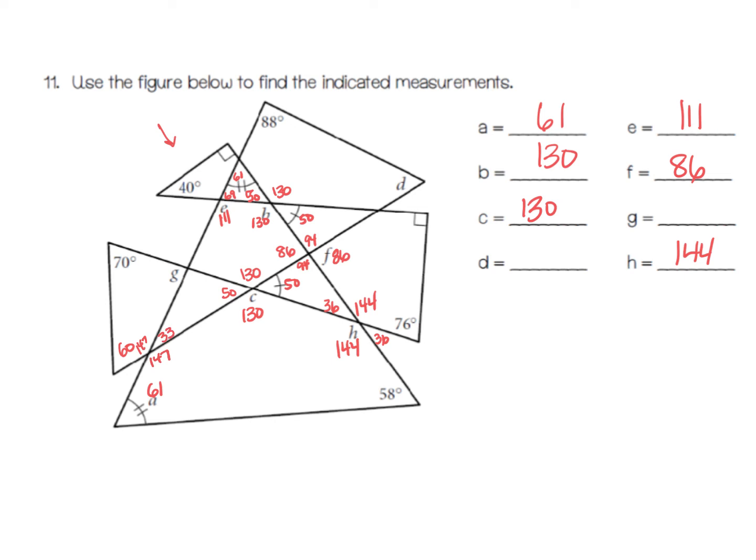I can do my little triangle, or I could do that quadrilateral on the left to get G. So I'm just going to do my triangle. 180 minus 50 minus 33 gives me 97. And then 180 minus 97 for that linear pair gives me 83. Do my vertical angles there. So G is 83. We still need D. Where is it? Okay, there it is. So we have this big triangle right here. If I take 180 minus 88 minus 33, we're going to get that D is 59.